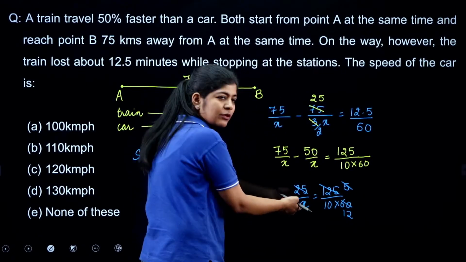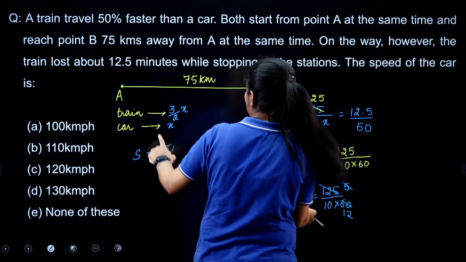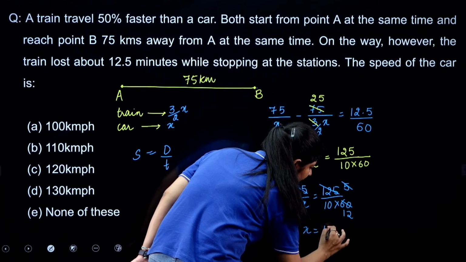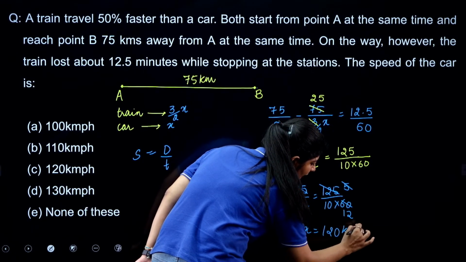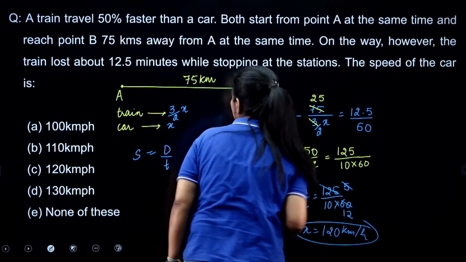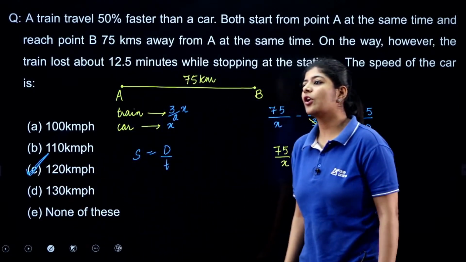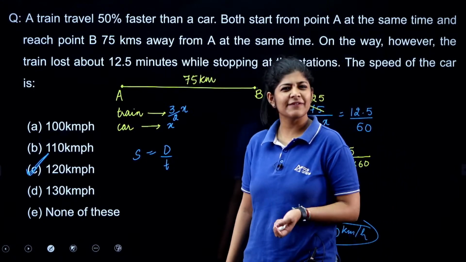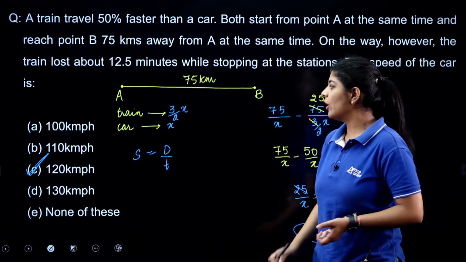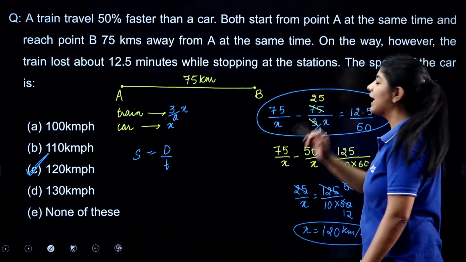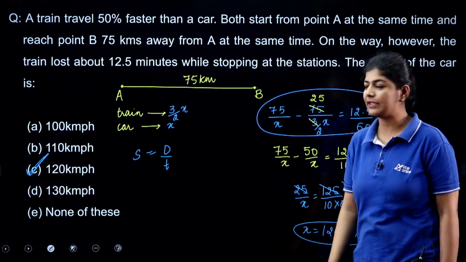If we have to find the value of x, which is nothing but the speed of the car, that's what we need to find out. So the value that we are getting over here is 120 kilometers per hour. That means option C is the correct one. This is a very easy one, right? All we have to do is simply make an equation, and as we make our equation, we can easily get our values.